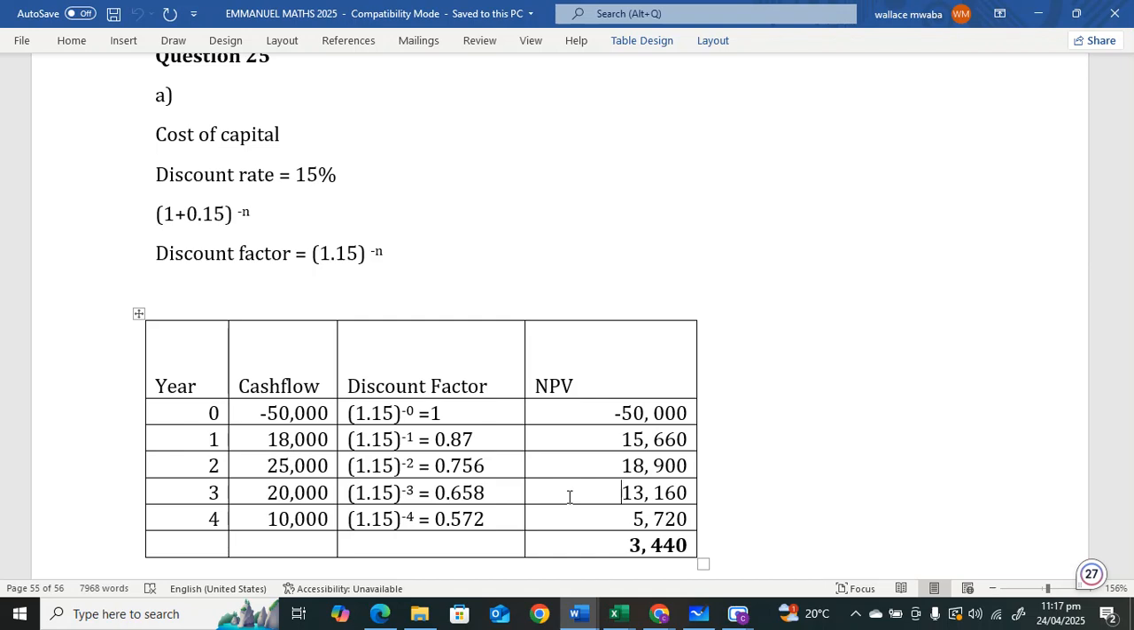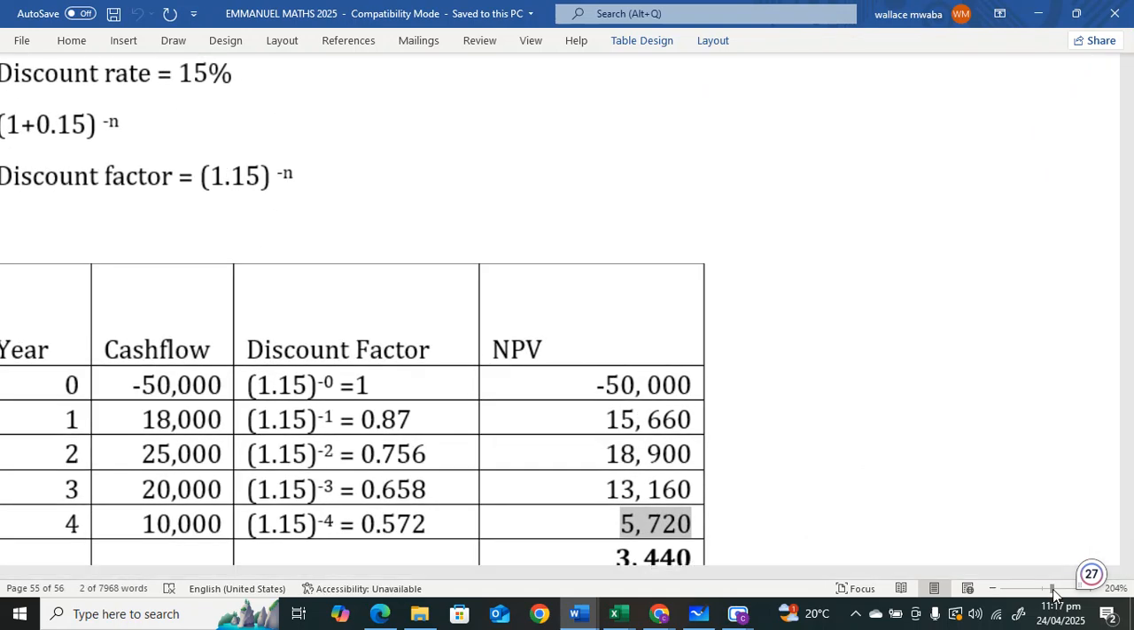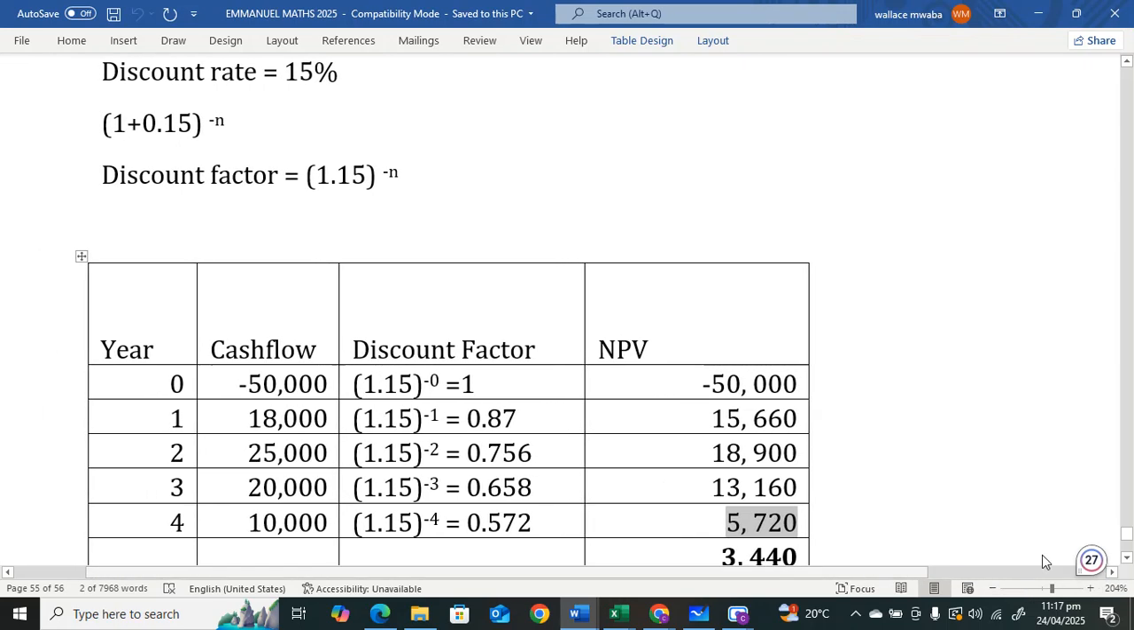Oh yeah, actually I've even got the values there. Year 4, 1.15 to the power negative 4, 0.572. So say 10,000 multiplied by 0.572, we get 5,720.